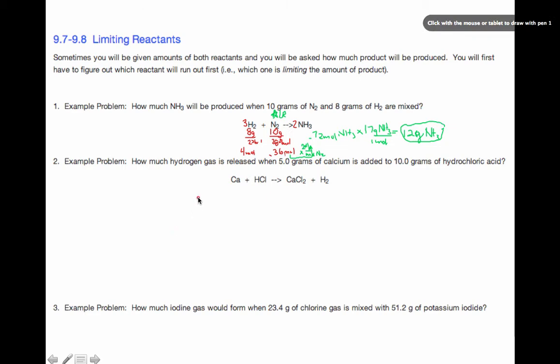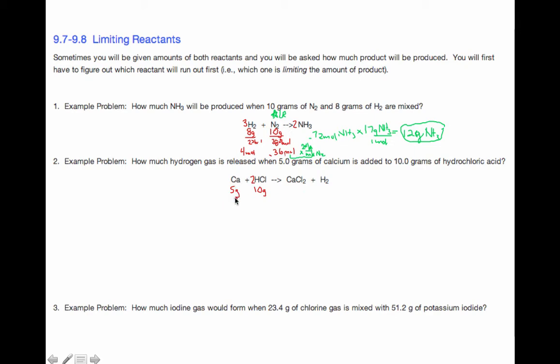Okay, next problem. How much hydrogen gas is released when 5 grams of calcium, okay, here's that, 5 grams, is added to 10 grams of hydrochloric acid? This is 10. Now, I need to put a 2 here because this isn't balanced. Now it's balanced and I need to get to moles.